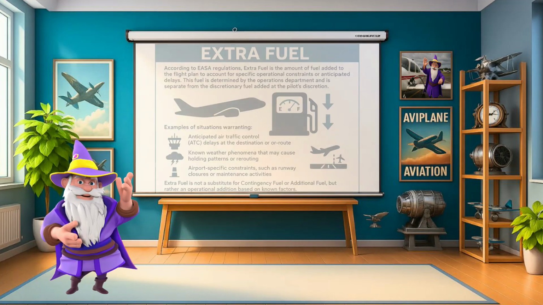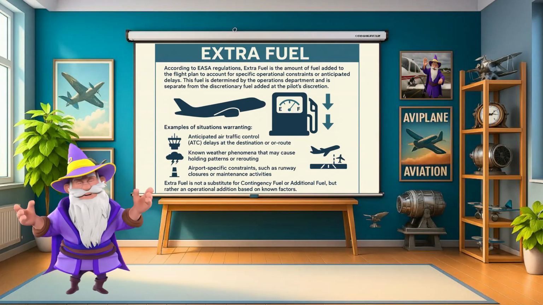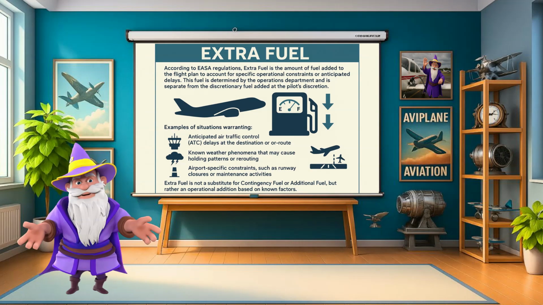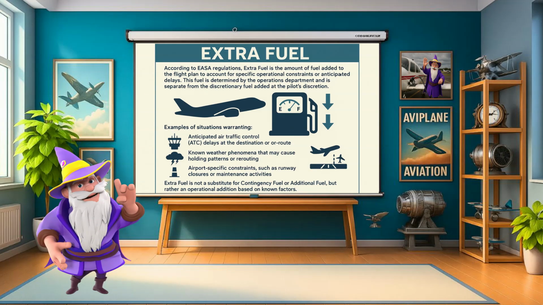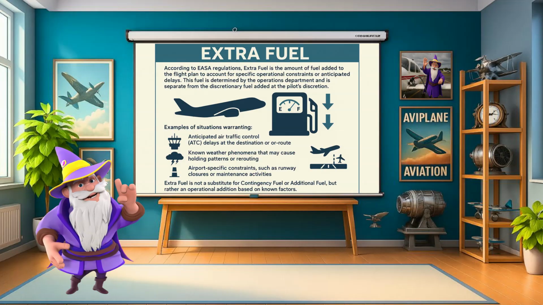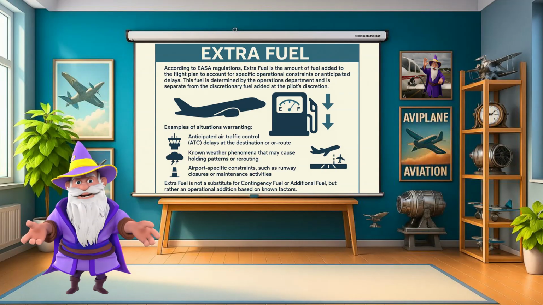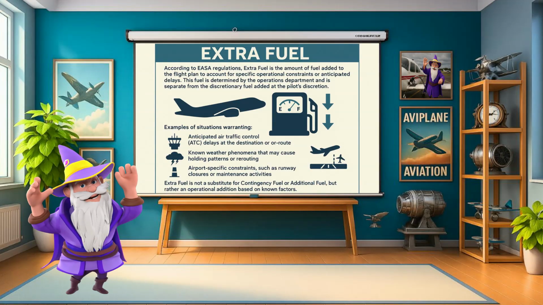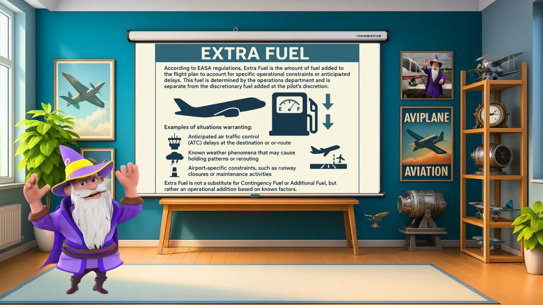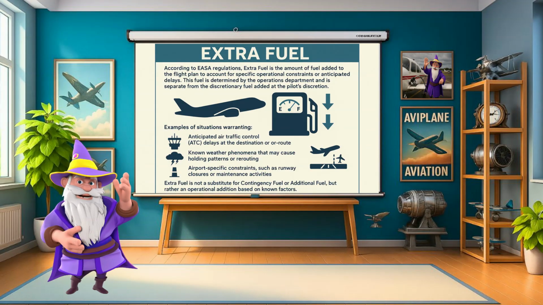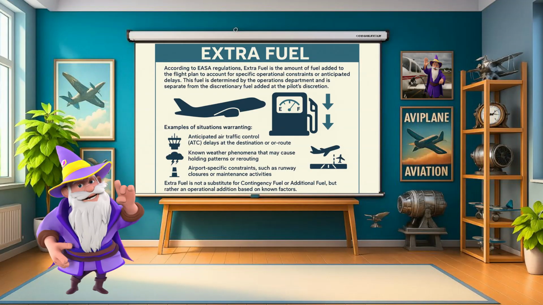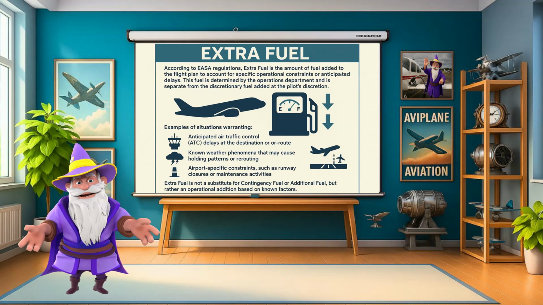Then we have extra fuel. This is the amount of fuel added to the flight plan to account for specific operational constraints or anticipated delays. This fuel is determined by the operations department and is separate from the discretionary fuel added at the pilot's discretion. Examples of situations warranting extra fuel include anticipated air traffic control, ATC, delays at the destination or en route, known weather phenomena that may cause holding patterns or rerouting, airport-specific constraints, such as runway closures or maintenance activities.